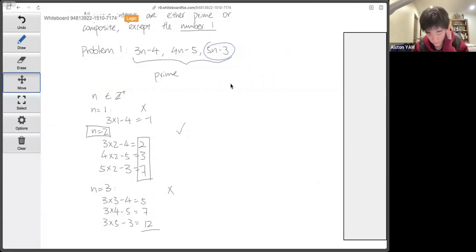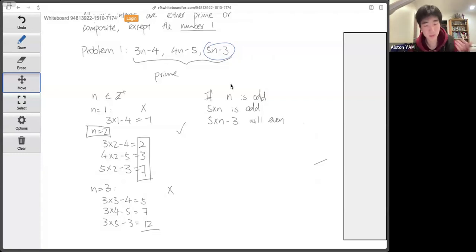because if n is odd, then we have that 5 times n is odd, right? Because we have an odd number times an odd number. And by extension, 5 times n minus 3 will be even. Why? Because an odd minus an odd will be an even number. So if n is odd, 5 times n minus 3 will be even.